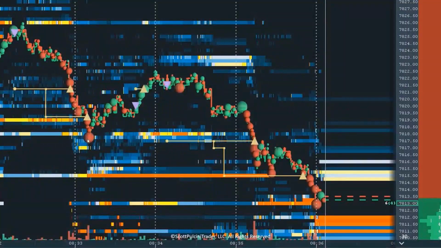I didn't take the long simply because I was counter trading it, and so I took a short here because you see there's some exhaustion over here on the buy side, but there was not enough volume on the ask. So I did take a short only to get stopped out for a few ticks.